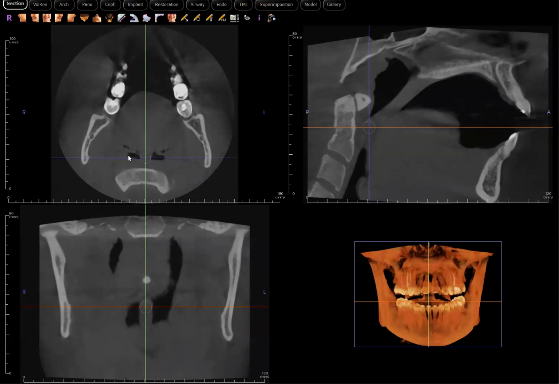Of course, when we look at the axial plane, the oropharynx has been divided into two, right side and left side, divided by the soft palate and uvula.